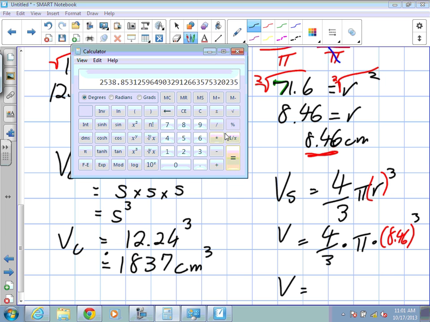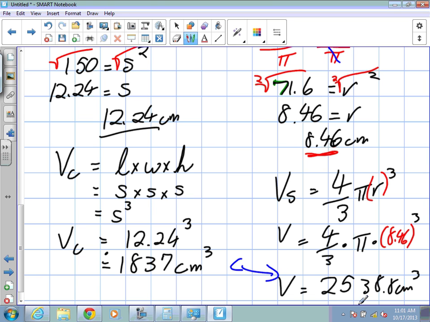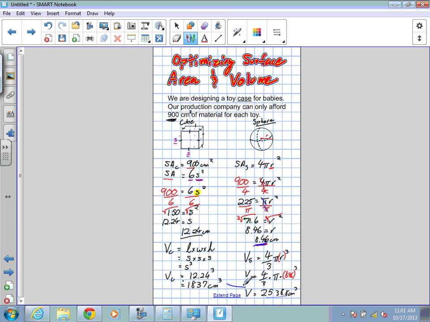It's equal to 2,538.8 centimeters cubed. If you guys look at the difference in volume, it's immense. This holds a lot more space under the exact same constraint. I used the exact same material and was able to hold quite a bit more volume than if I built that cube.